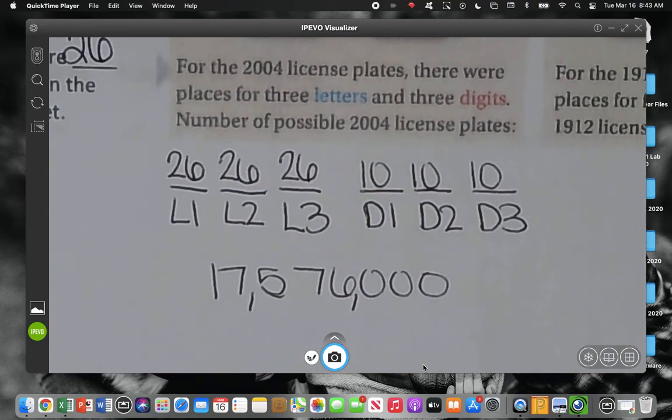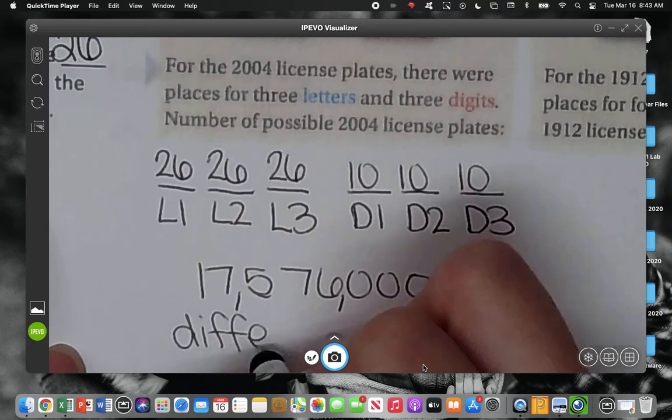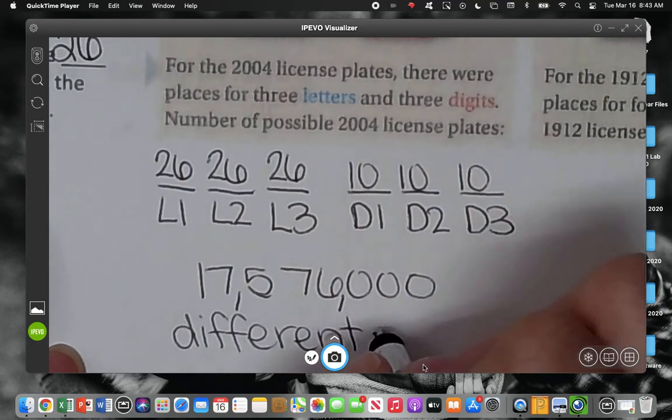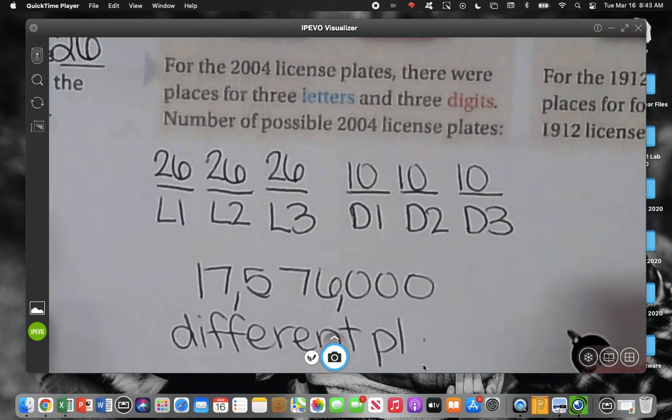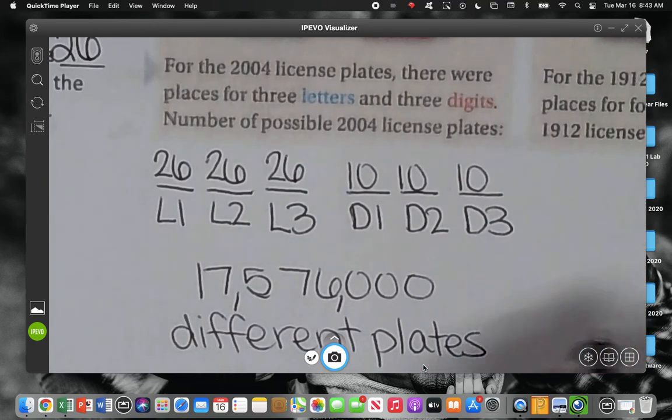Do you guys get 17,576,000 when you multiplied? Yeah. All right, so what this is telling us is that the state could make 17,576,000 different license plates.